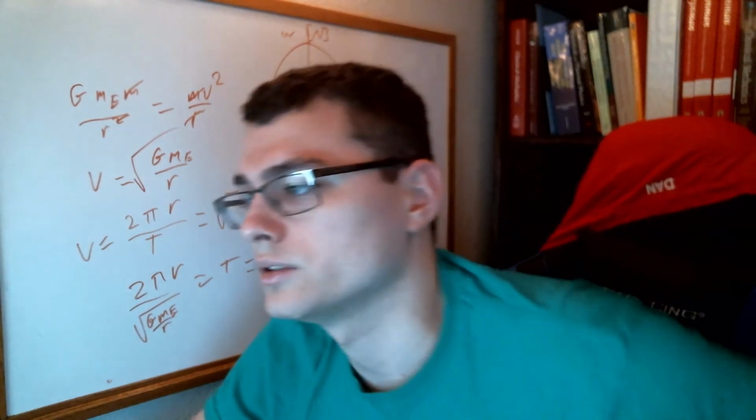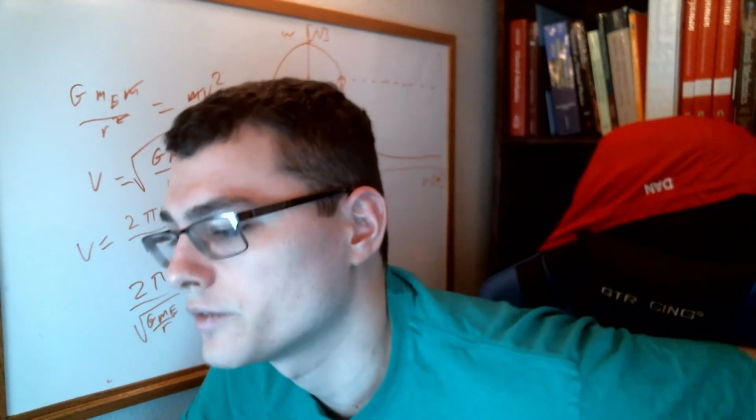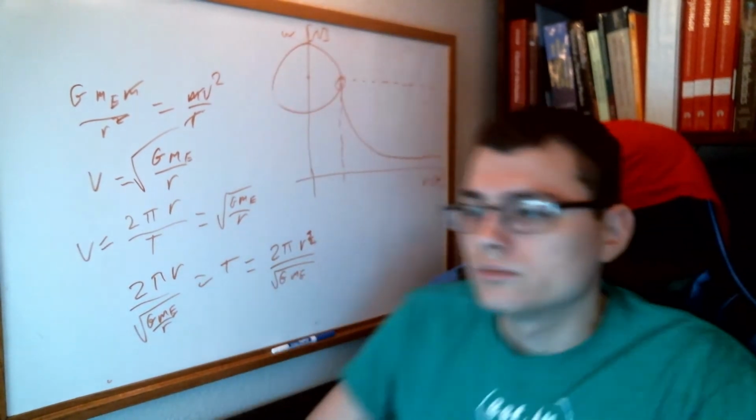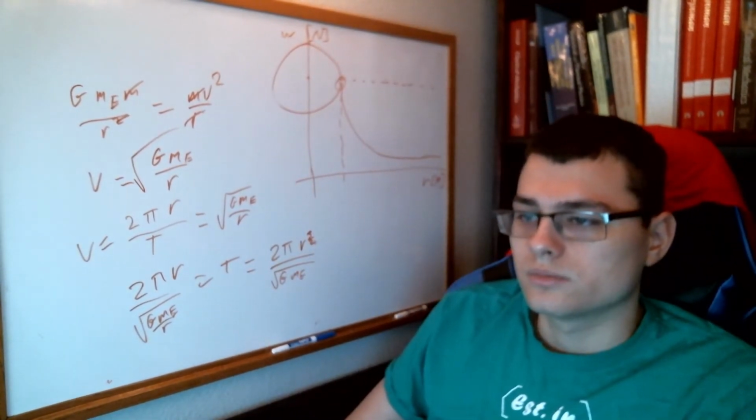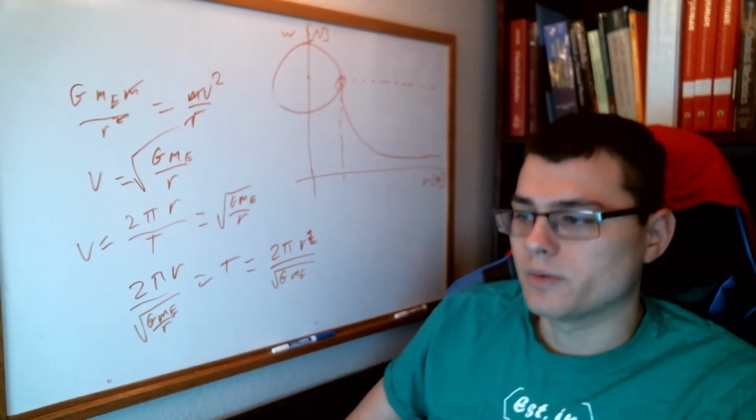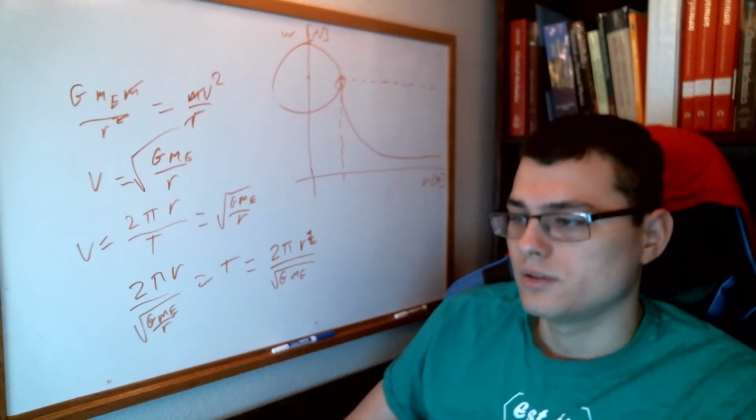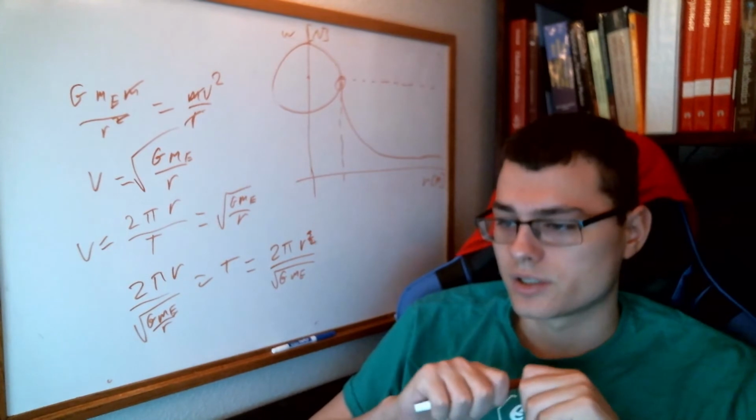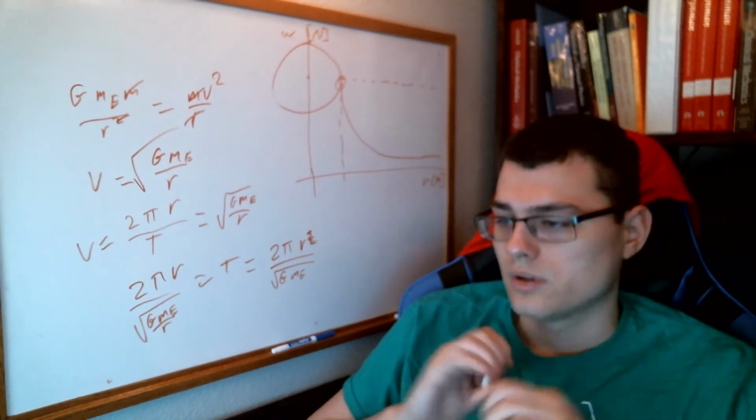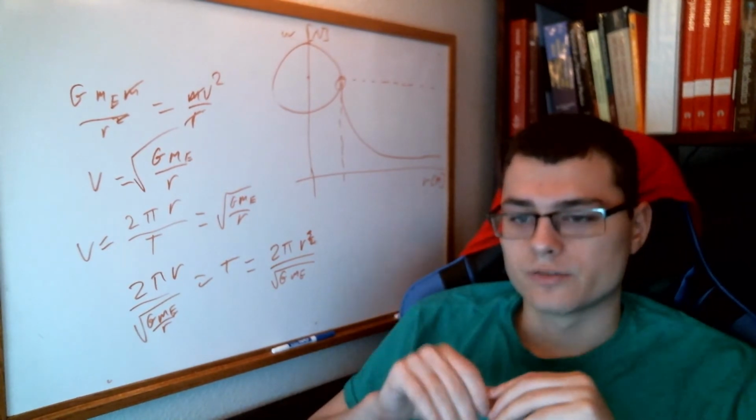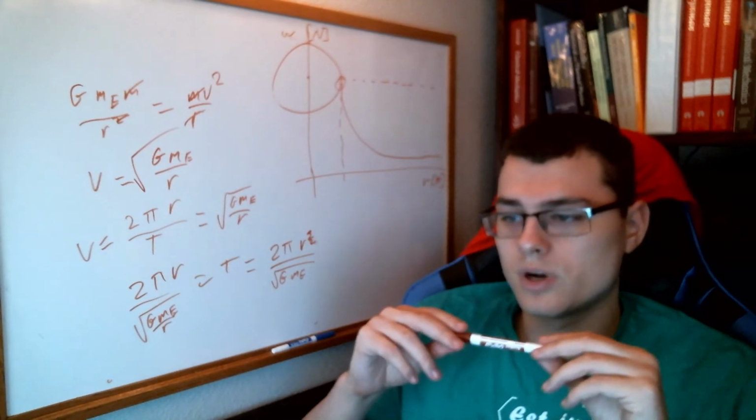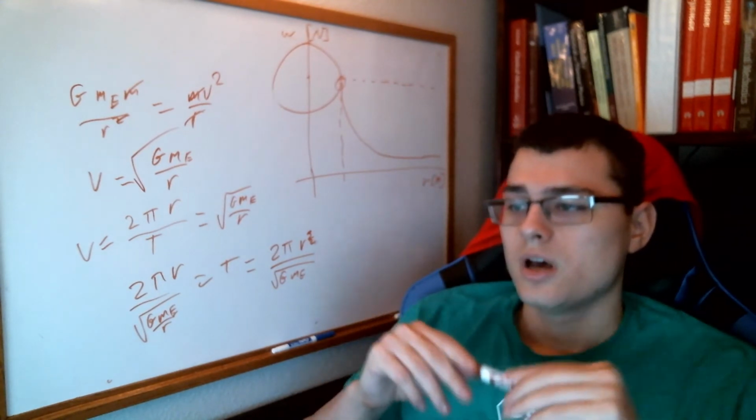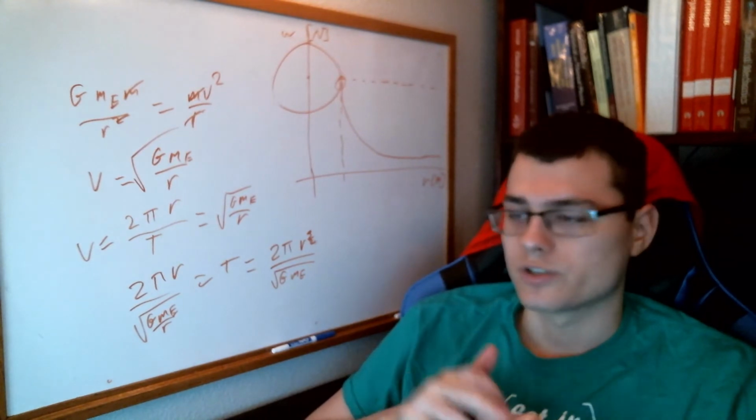So now we're going to have to talk about Kepler's three laws. This is talking about the motions of the planets, and we're going to have to talk about some different types of quantities here. So we have Kepler's three laws, and let me just read them off for you.